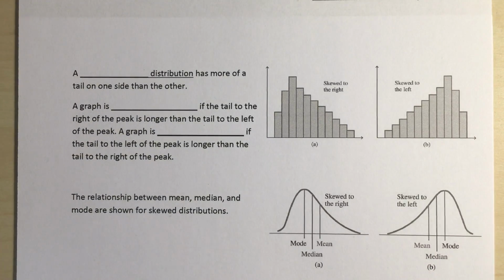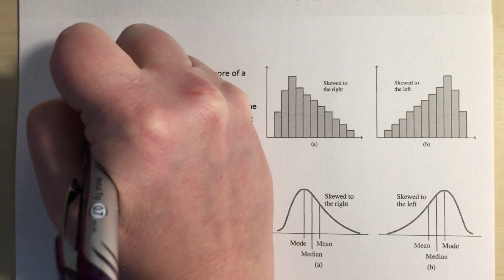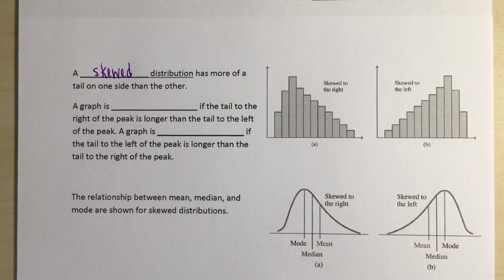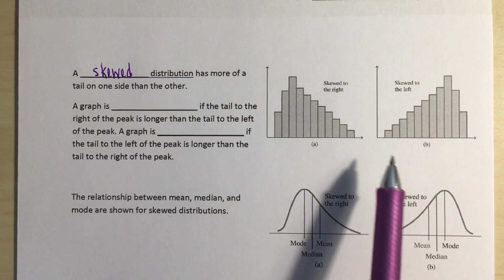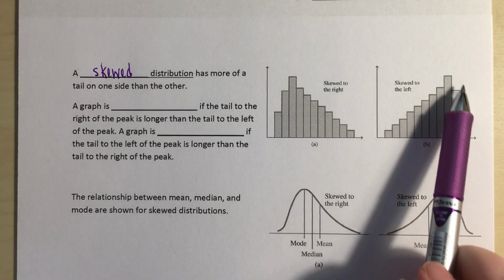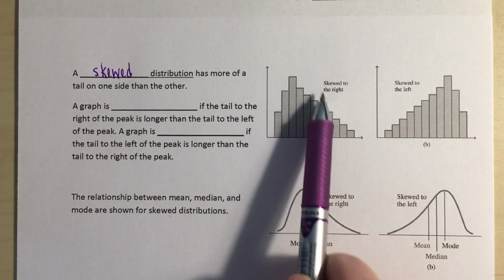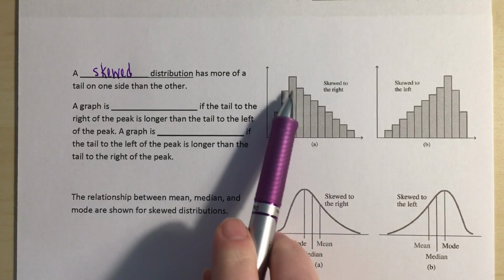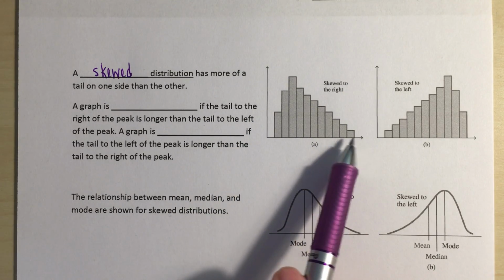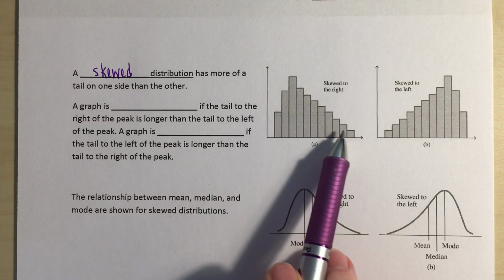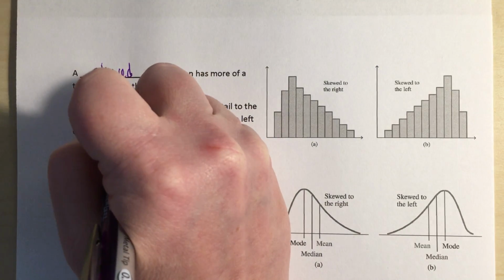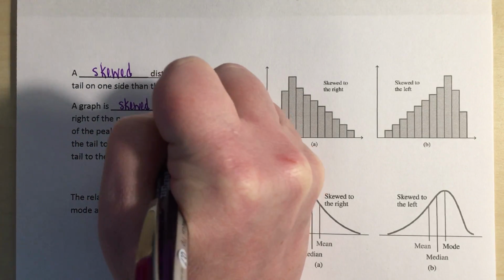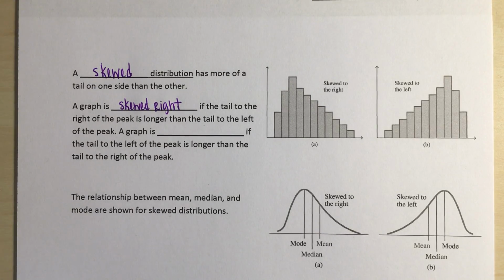The next type of distribution is a skewed distribution. A skewed distribution has more of a tail on one side than the other. So it's not a J distribution because if it increases, then eventually it decreases. Or it increases a little bit and then it decreases. So it's not only increasing or decreasing, but what we see here is a little tail going off to this side. So in this case, this one is skewed to the right. So a graph is skewed right if the tail to the right of the peak is longer than the tail to the left.